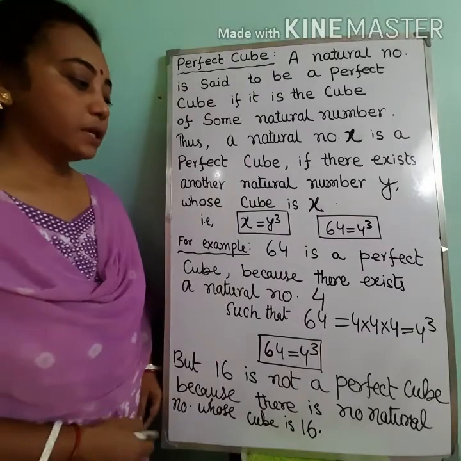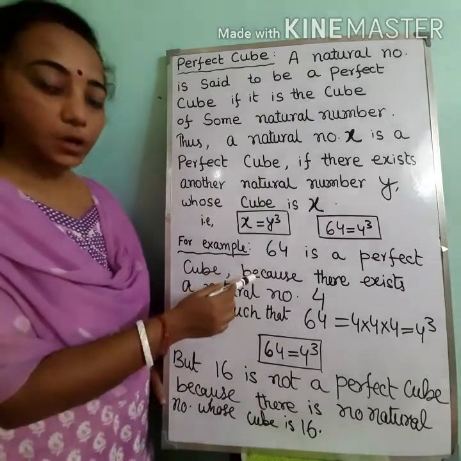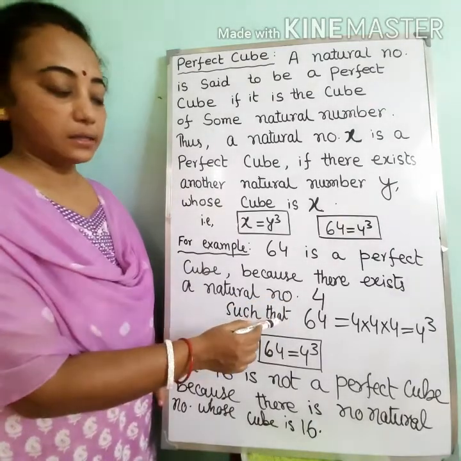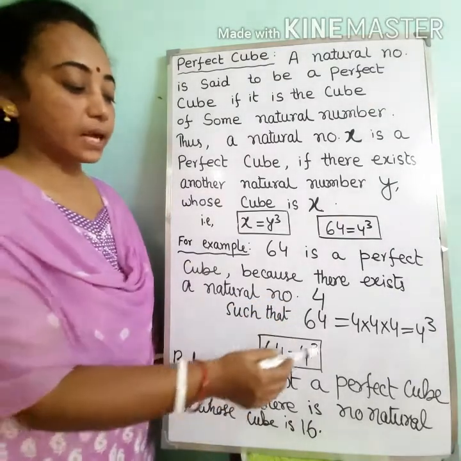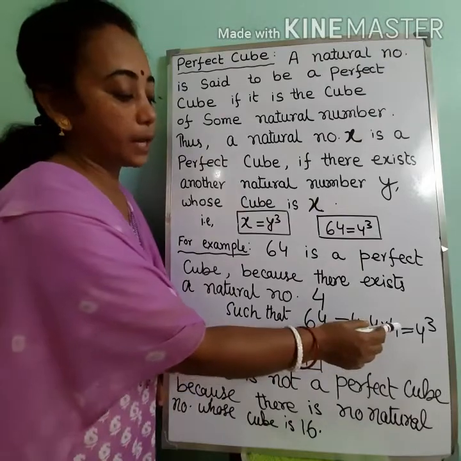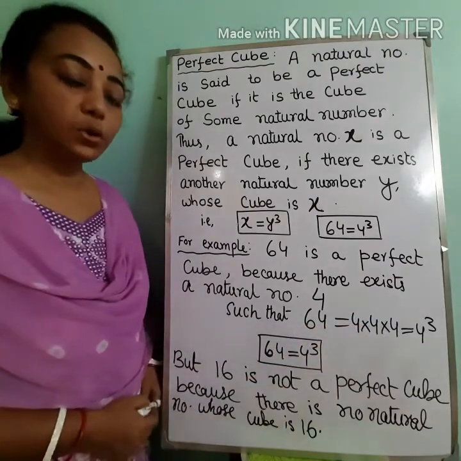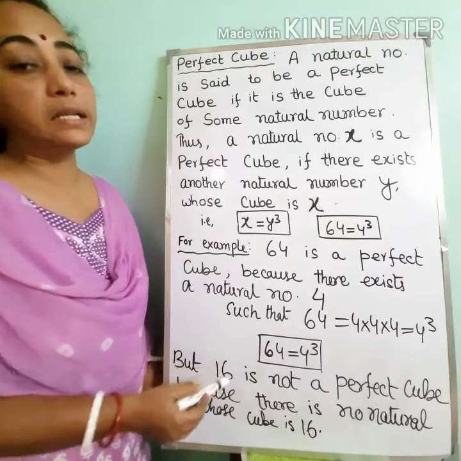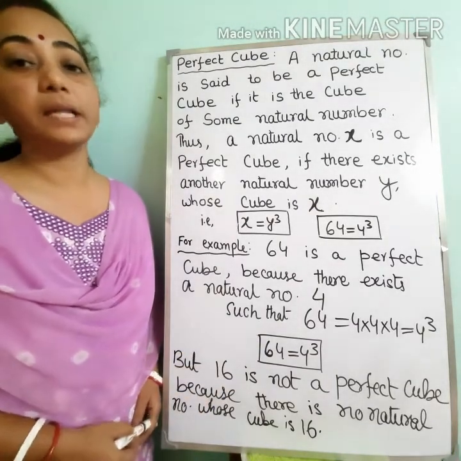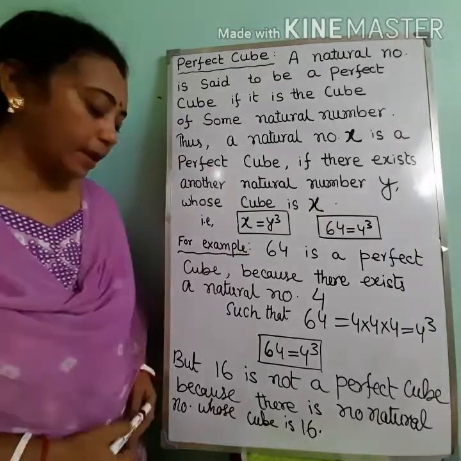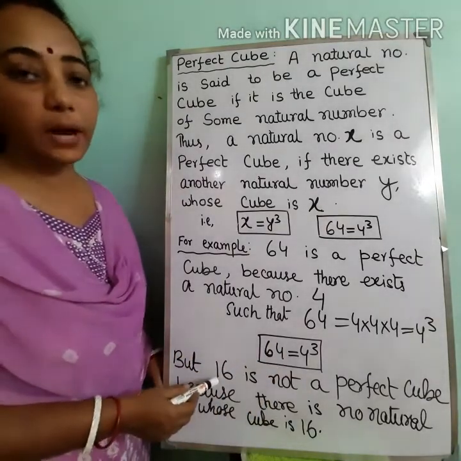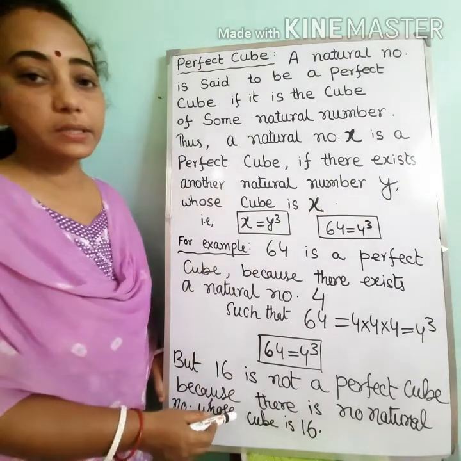So here x is a perfect cube because it is the cube of another natural number, that is y. For example, 64 is a perfect cube because there exists a natural number 4 such that 64 can be expressed as 4 multiplied by 4 multiplied by 4, that is equal to 4 cube. So 64 is a perfect cube because it is the cube of another natural number, that is 4. But 16 is not a perfect cube because there is no natural number whose cube is 16.